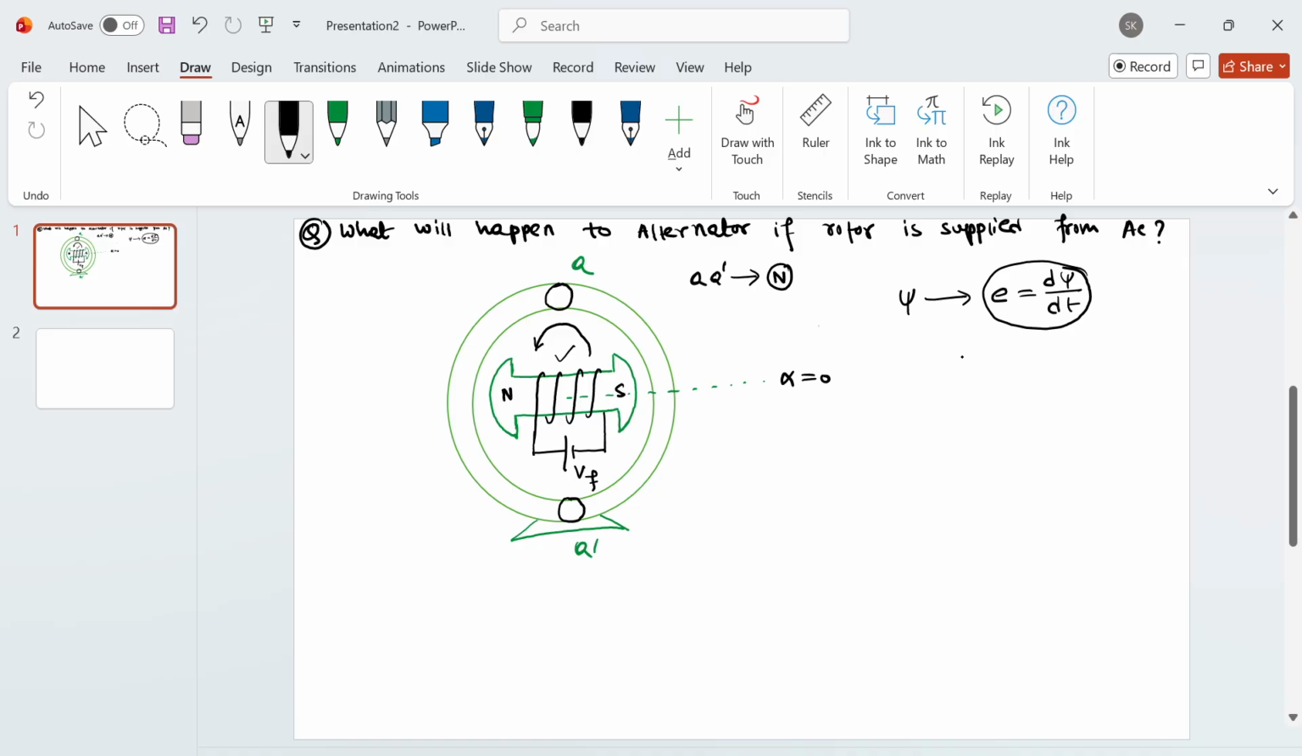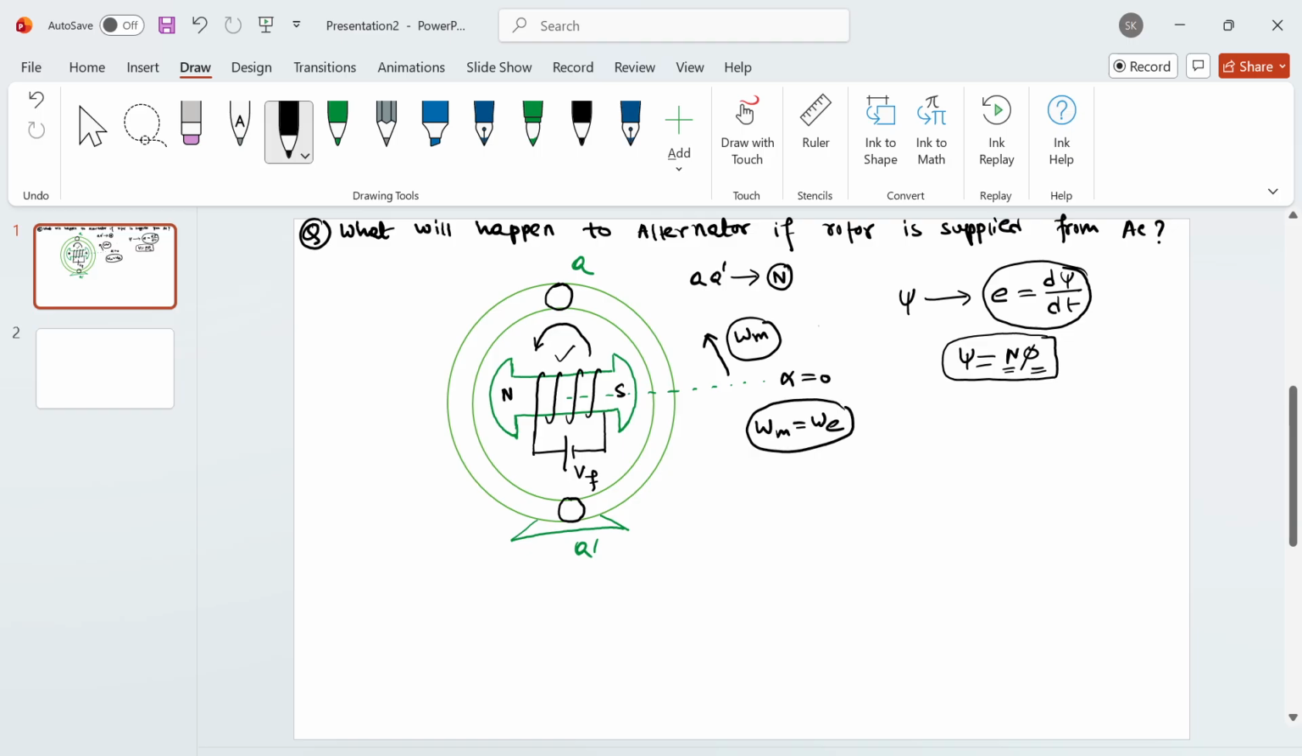Psi is nothing but N into phi, where N is the number of turns and phi is the flux. So we have to calculate psi or even phi, whichever you prefer. Now, tell me one thing. Let's say your rotor is rotating in the anticlockwise direction with a mechanical speed of omega m. In this case, I am considering a two-pole machine, so omega mechanical and omega electrical are both the same.